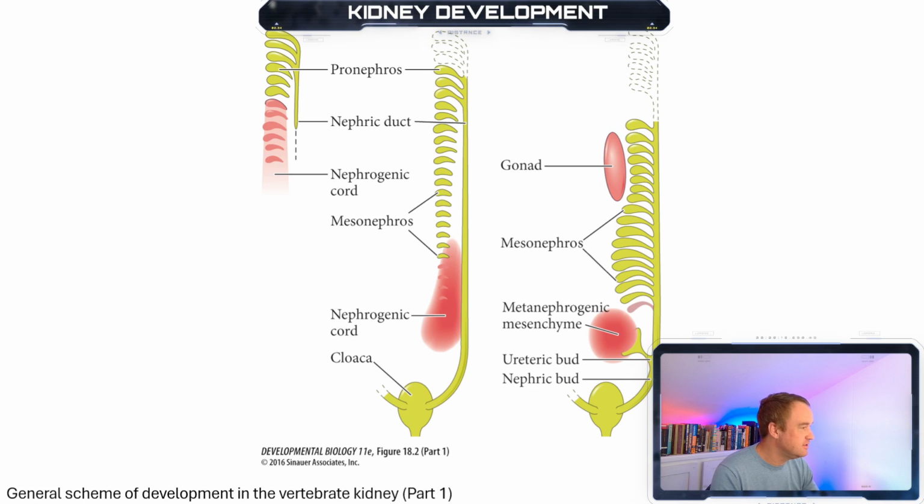Okay, I think we've covered everything. So the gonad would develop in the proximity up here of where the nephric cord passed by. And did we get everything? I think we covered everything. Okay.